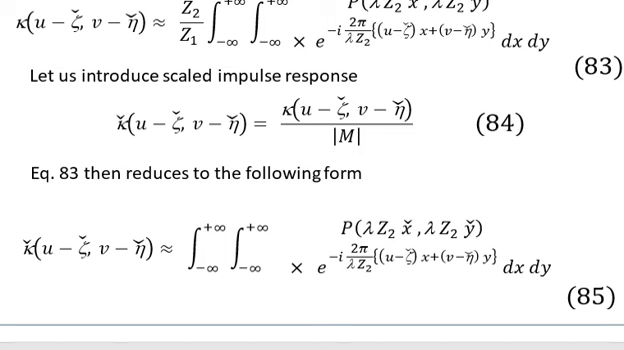And you know that on the left hand side we have kappa inverted hat with coordinates u minus zeta inverted hat comma v minus eta inverted hat, and this is approximately equal to the double integral from minus infinity to plus infinity. And then the pupil function has the coordinates lambda z2 x inverted hat comma lambda z2 y inverted hat, and then in the exponent we have e to the power minus iota 2 pi over lambda z2 and u minus zeta inverted hat multiplied by x and v minus eta inverted hat within the parenthesis multiplied by y.